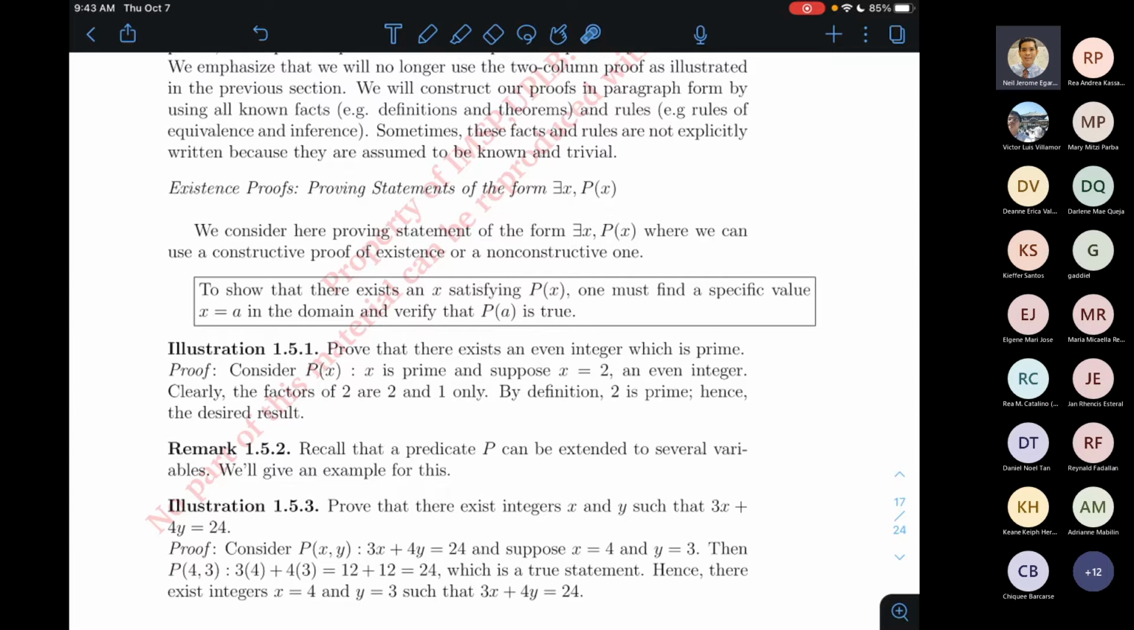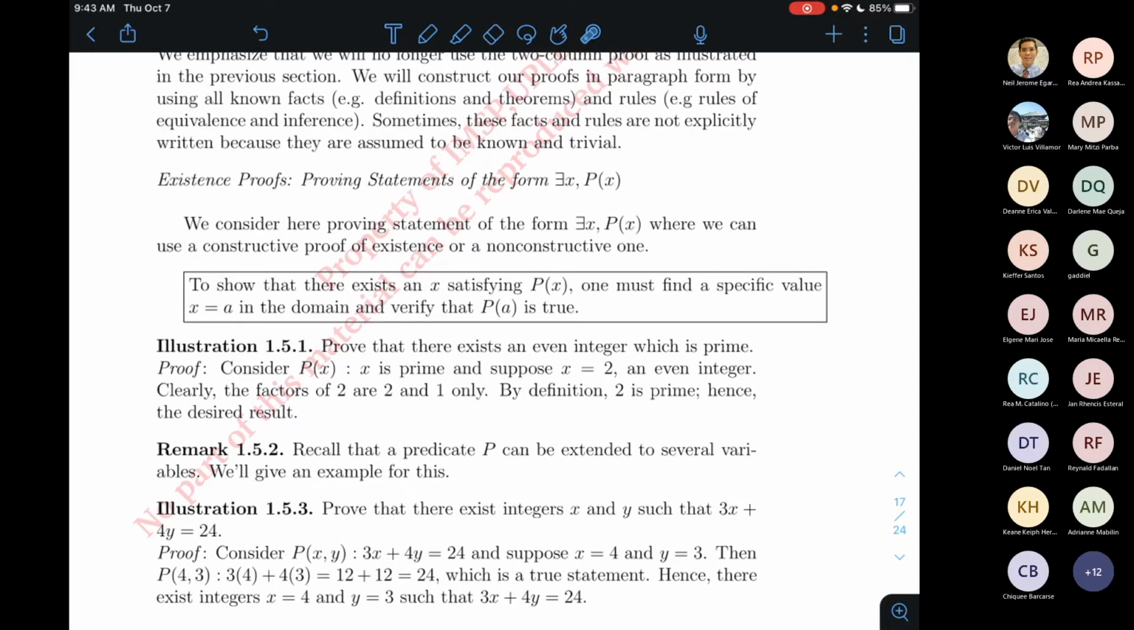Again, this will only work kapag yung theorem or yung statement that you want to prove claims the existence of a particular element of the domain. Dahil ang kiniklaim niya lang naman ay existence, so ibig sabihin sufficient na magpakita ka ng isang example na nakakasatisfy ng theorem. So let's look at one particular example.